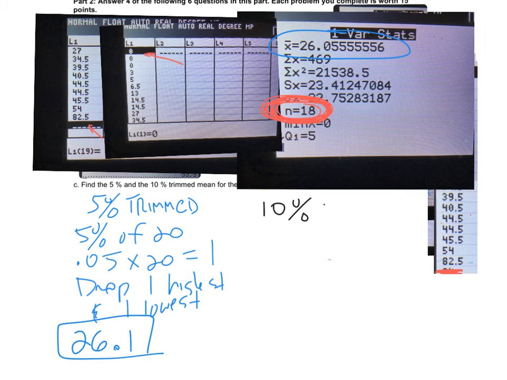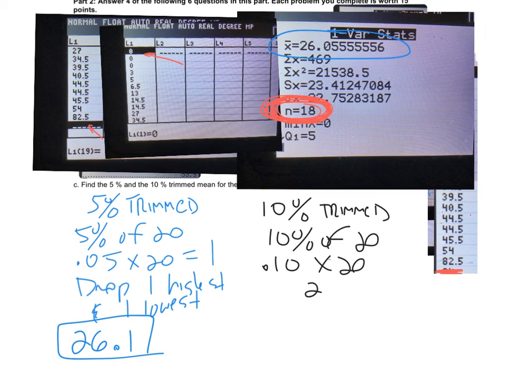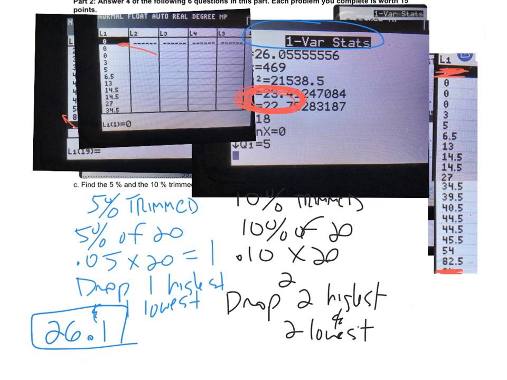To calculate a 10% trimmed mean, I'm going to do 10% of 20. On my calculator, 0.10 times 20 gives 2. So I'm going to drop the 2 highest and 2 lowest data values. But I have to be careful. You always have to use the original data. I already deleted the one highest, I already deleted the 84. I'm going to delete the 82.5.